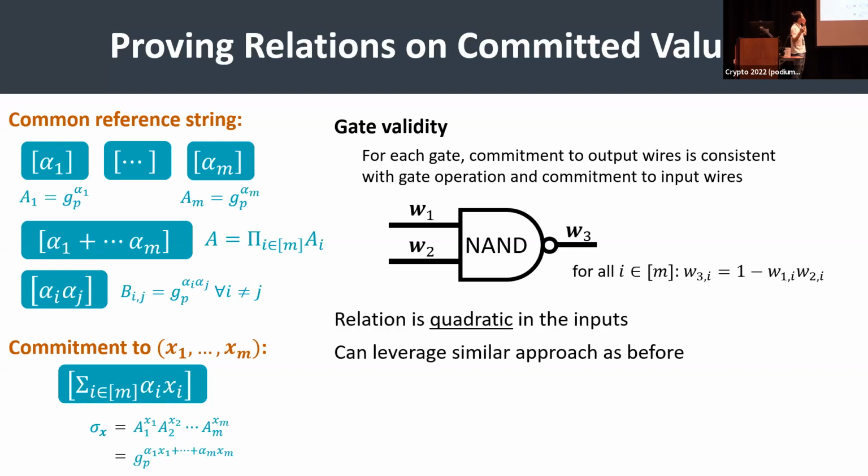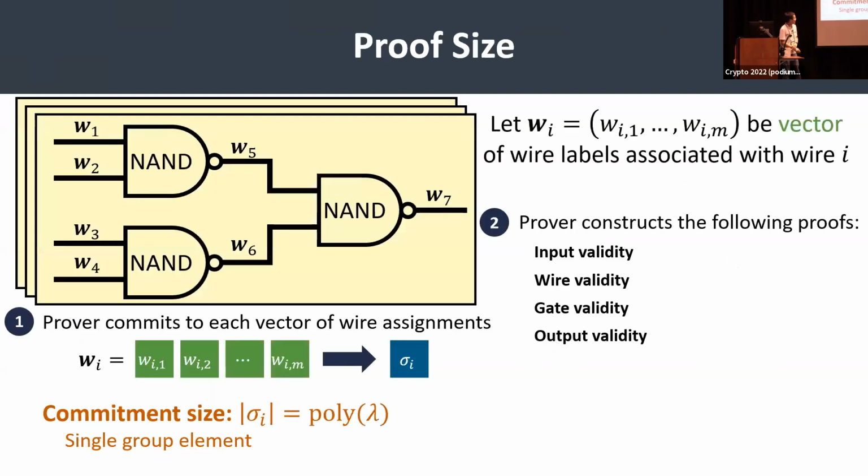We can use the exact same principle that I just described to check this in the exponent. I'm not going to go into details here. I'll refer to the paper, but it's using exactly the same underlying mechanism. So this actually completes the description of the construction. To construct a batch argument, all we do is the following. We take a look at each of these wires, compute a vector commitment to each of those wire labels, and then we just check that each wire and each gate are properly computed.